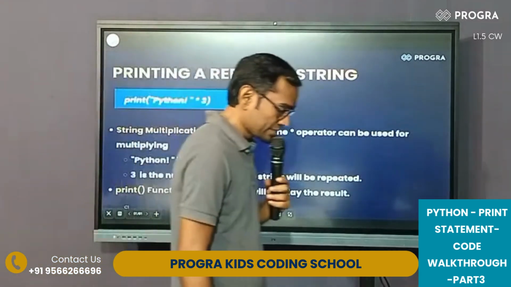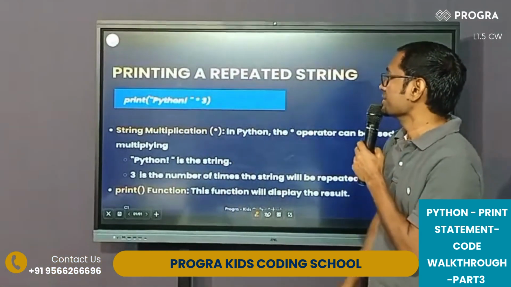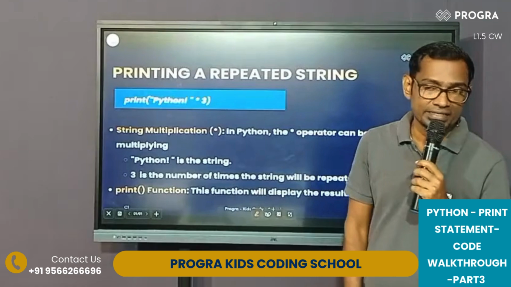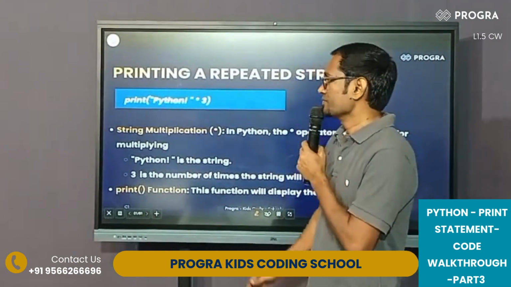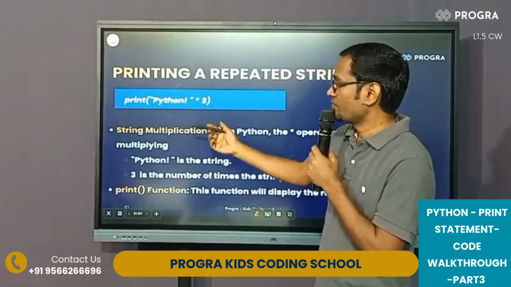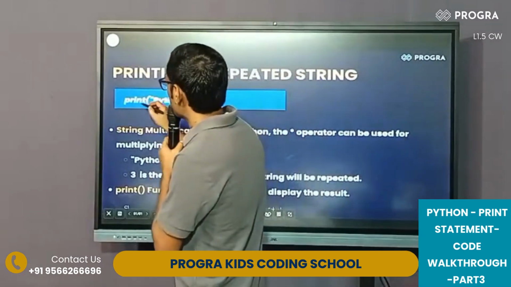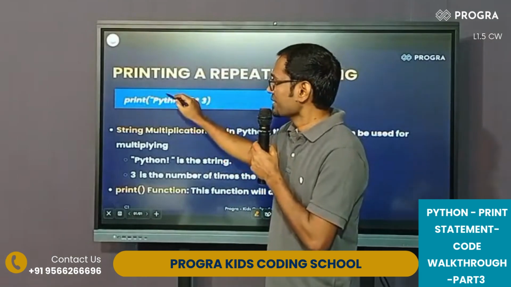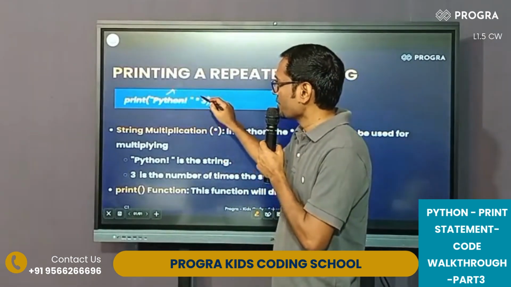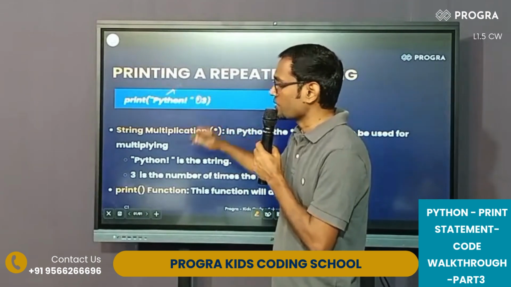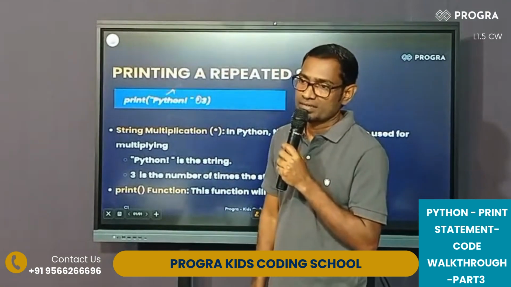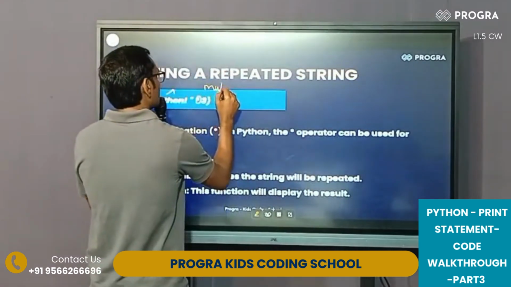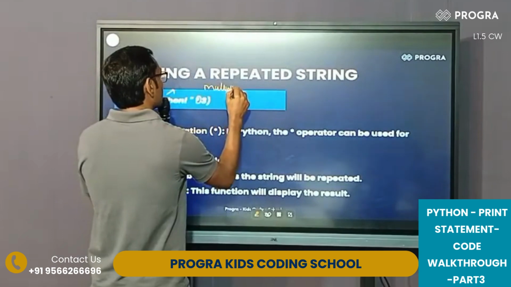In the last class we practiced printing a repeated string. Come on guys, listen. What we are doing is passing Python, which is nothing but a string, and we have passed this symbol. What is this symbol called? Yeah, good, this is multiplication. What's the name of that symbol? Yeah, very good, it's called asterisk.